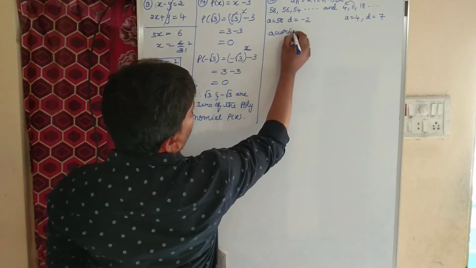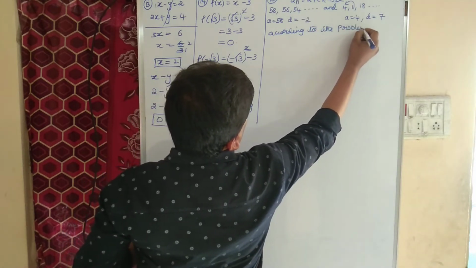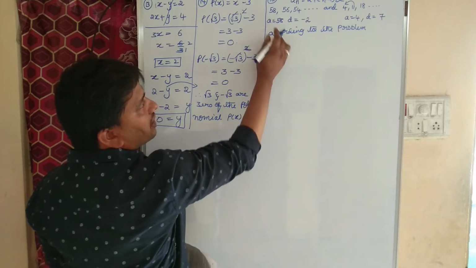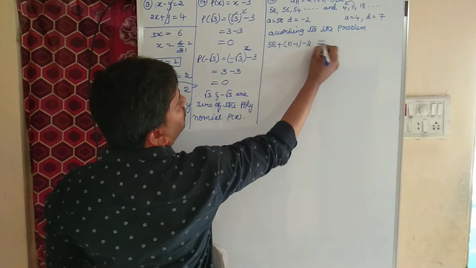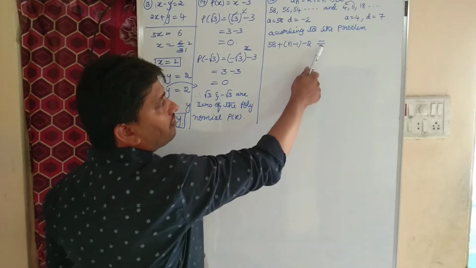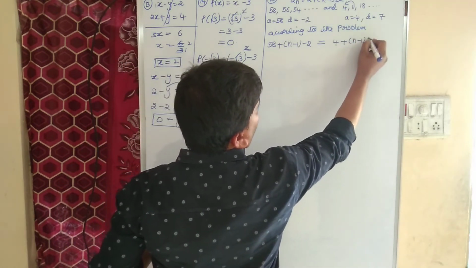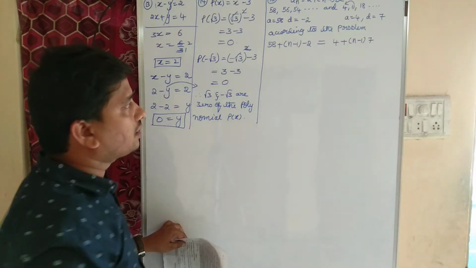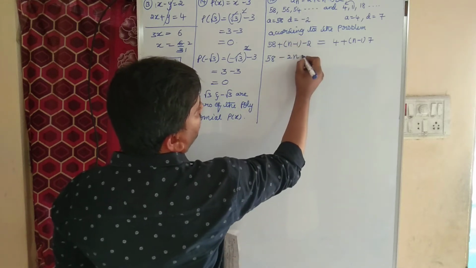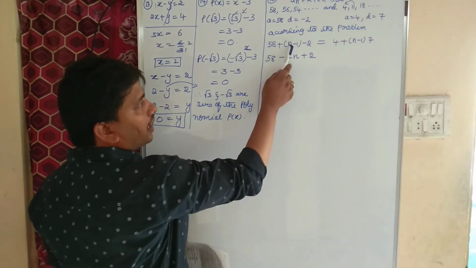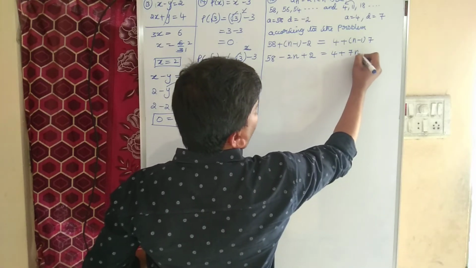According to the problem, whose nth terms are equal. What is the nth term of this AP? a is 58, plus n minus 1 into d, which is minus 2. Equal means in between we need to put an equal sign. And here a value 4 plus n minus 1 into d value 7. Okay children, now 58 plus, minus n into 2 is minus 2n, minus into minus plus 1 into 2 is 2. Here 4 plus 7 into n is 7n, minus 7.